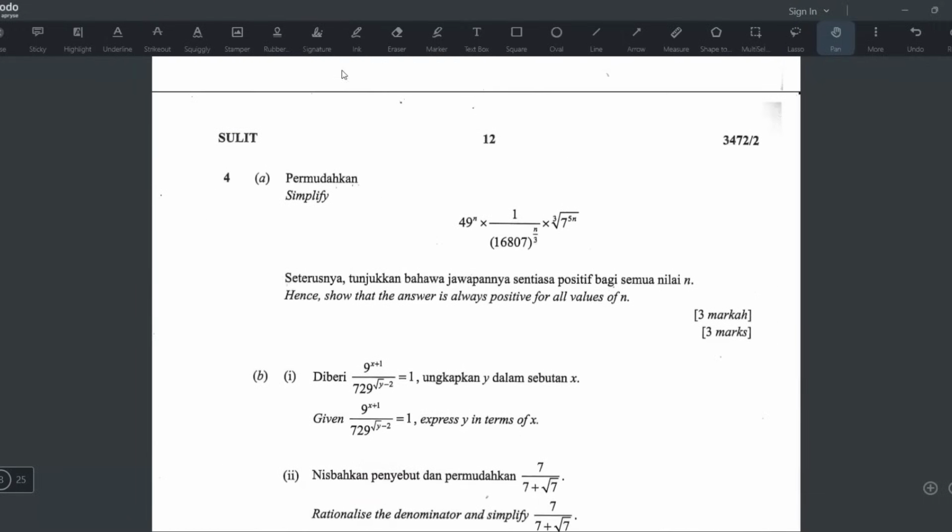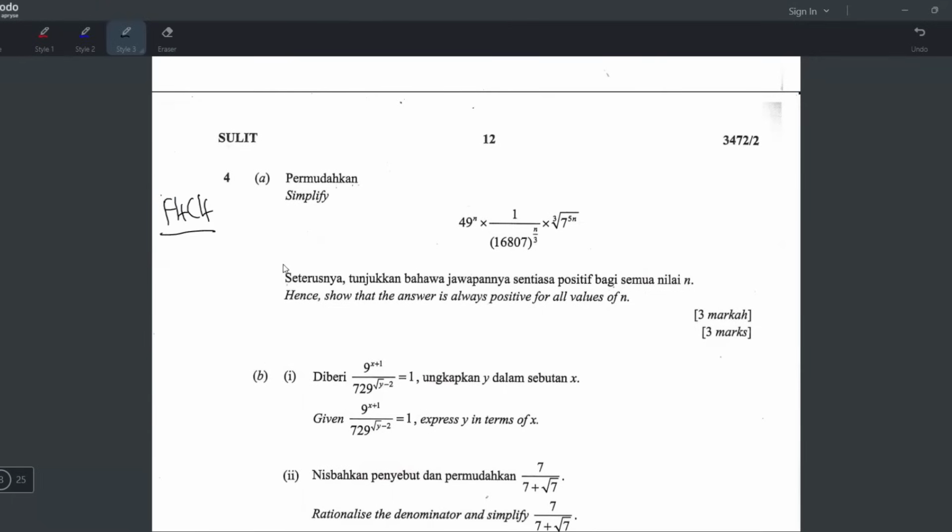Okay, for number 3, what chapter? Okay, I see indices. So this one is from Form 4, chapter 4, indices and logarithm. Okay, question A, they say simplify and then hence show that the answer is always positive for all values of n. Okay, you ignore this first. Don't look at this yet, you simplify first, alright? Because after you simplify, then you can answer this question, right? So the first step is to simplify this. After simplifying, then only think about this.